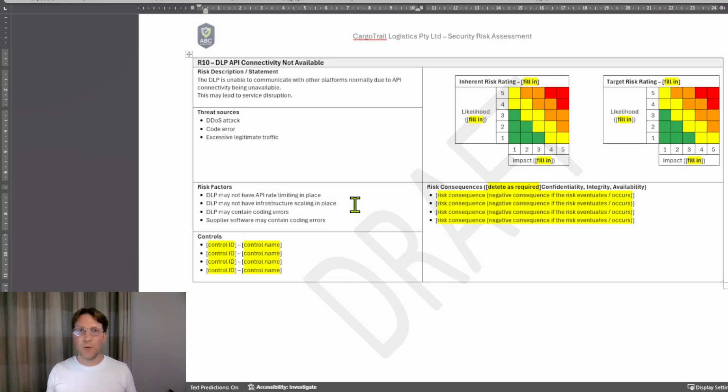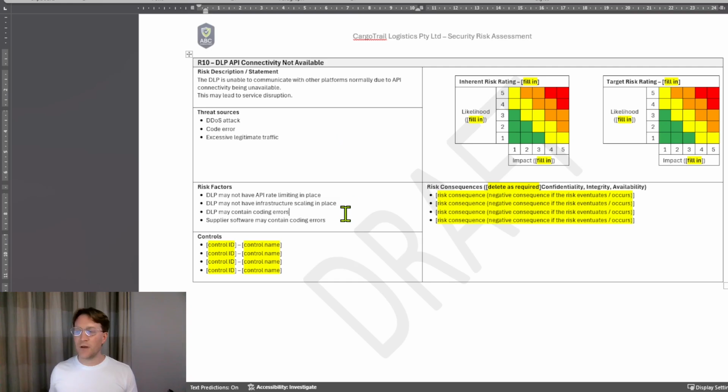Then we may not have infrastructure scaling in place, which is to say we may design the app to be smaller when we're starting out. CTL doesn't have that many customers, but then suddenly overnight, CTL may become a lot more popular, a lot more customers want to use it. And if we haven't set up the infrastructure so that AWS can give us more resources to have more compute power to process requests and things like this, we may get overwhelmed through legitimate traffic, as we set up here. So ideally, you have the ability to scale up your cloud infrastructure as you need it.